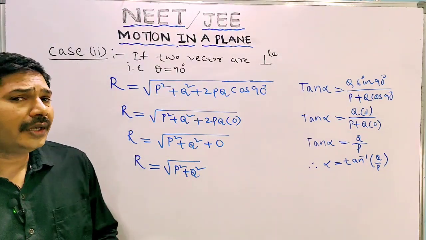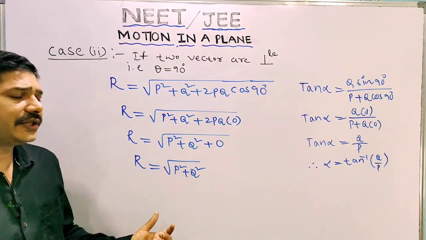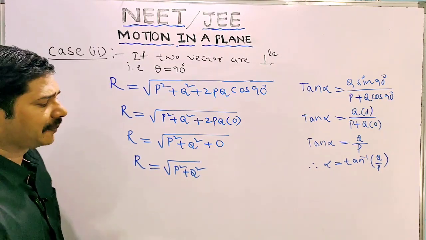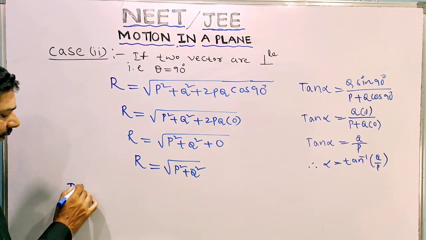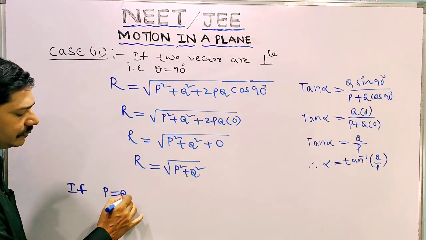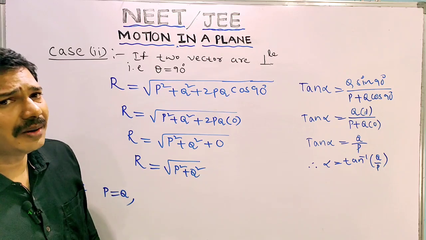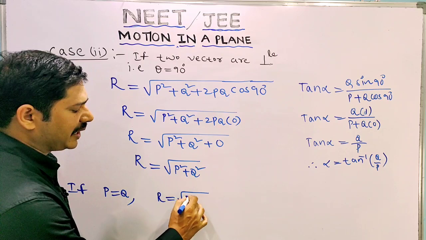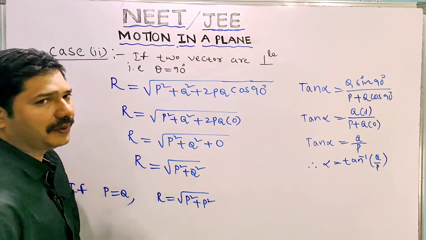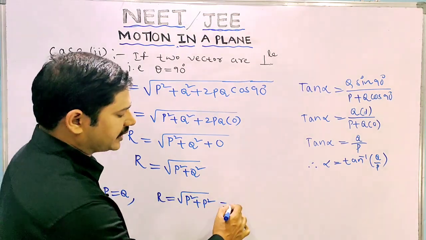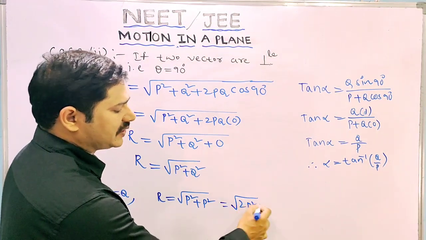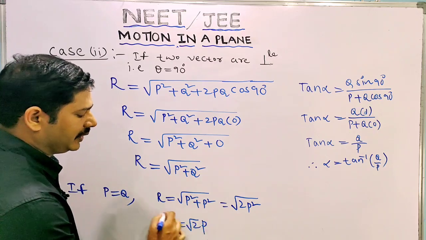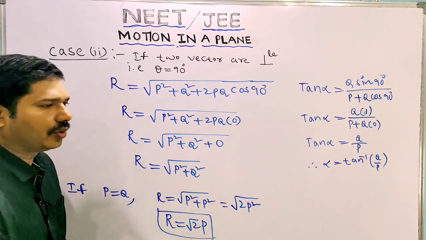In this sub case, if P is equal to Q, two vectors of equal magnitudes, what happens? We'll see here. If P equal to Q, both are equal magnitudes. Resultant R equal to under root P square plus P square, that is under root 2P square. Resultant R equal to root 2 into P, writing P outside, root 2 P.